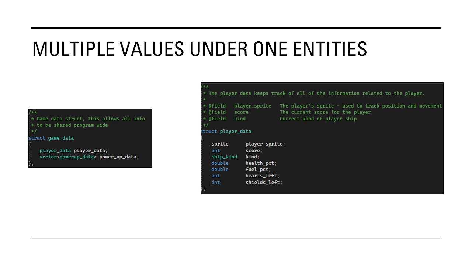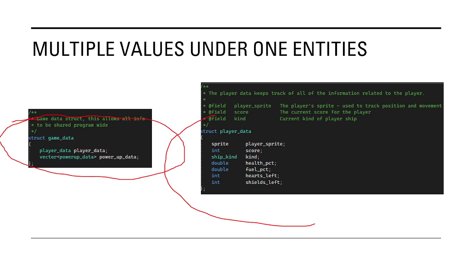And the last one that we'll be explaining is the structs. So structs, most importantly, are multiple values under one entity. In game data, we hold another struct, the struct player data, which is displayed over here. We also have the vector, which, as explained earlier, is used to store the power up data.